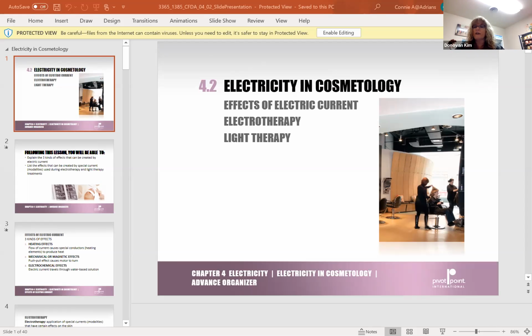So that's your heating effect. The next one we have is the mechanical or magnetic effect. So the push-pull effect, the magnets, when you turn them one way, they repel, and you turn back and they go together. That's your push-pull effect. It causes the motors to run. These are usually done in clippers.